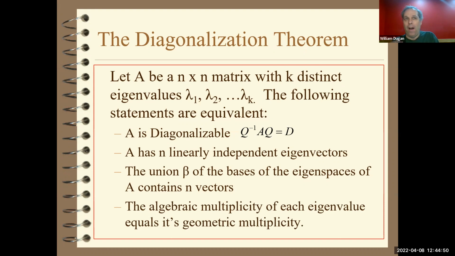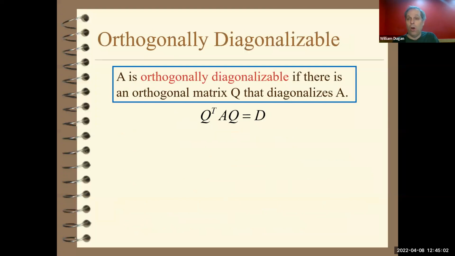Now, the thing about this theorem, though, what it doesn't say is what the matrix Q is like. I would really like that the matrix Q, the matrix of eigenvectors, is really easy to find its inverse. So for that reason, we go beyond just mere diagonalization to what we call orthogonal diagonalization, or orthogonally diagonalizable. We say that a matrix is orthogonally diagonalizable if there is an orthogonal matrix Q that will then actually diagonalize A. So then this matrix Q, its transpose is the inverse.